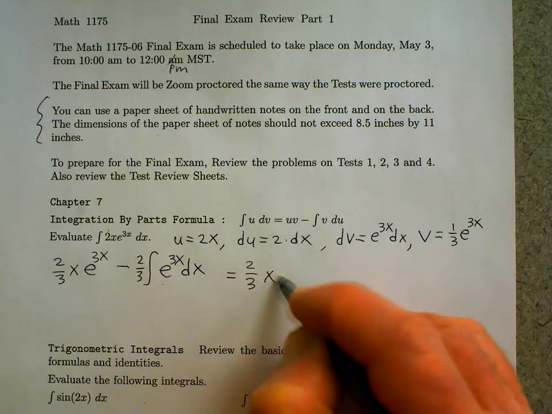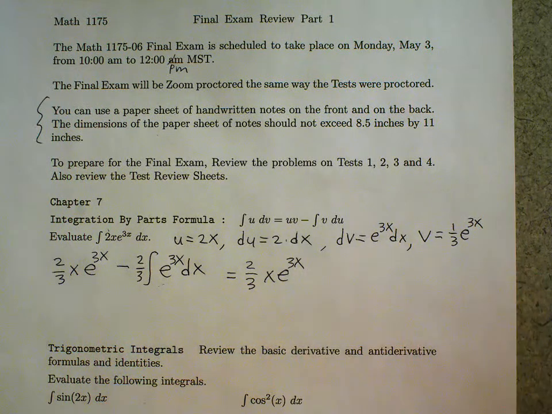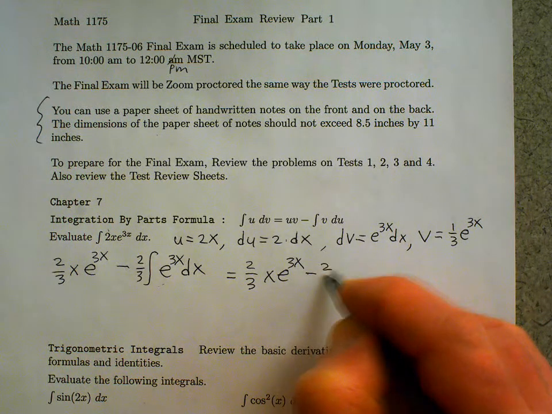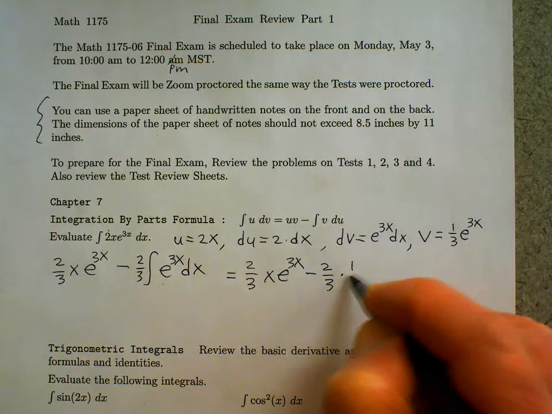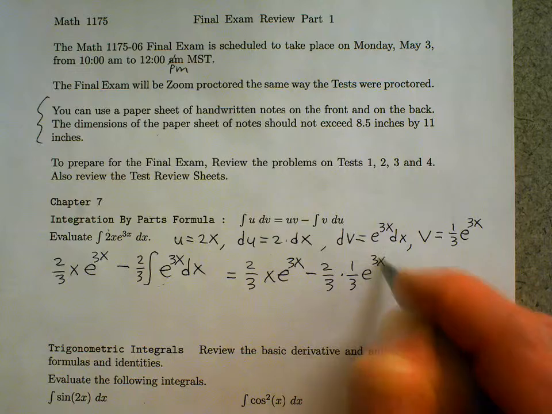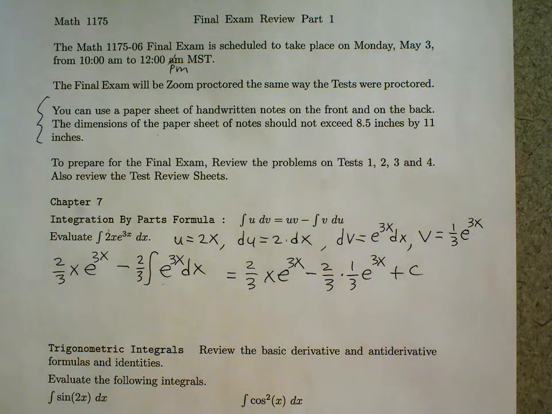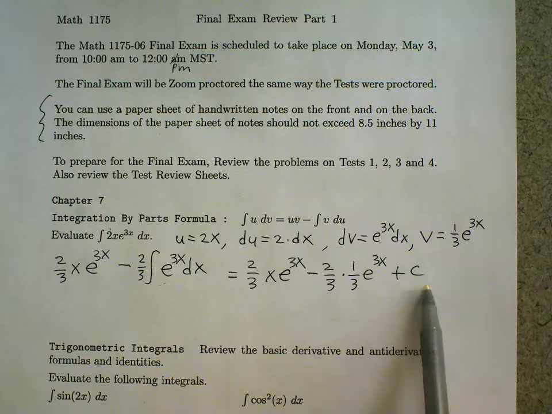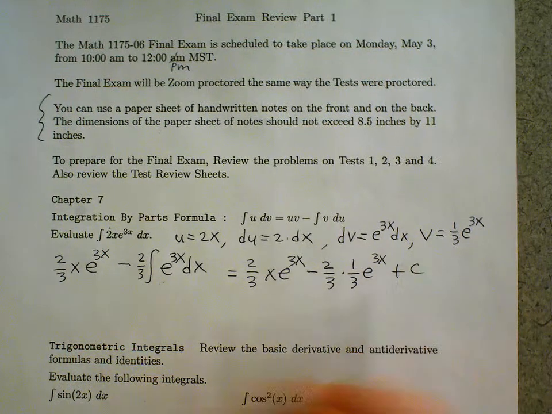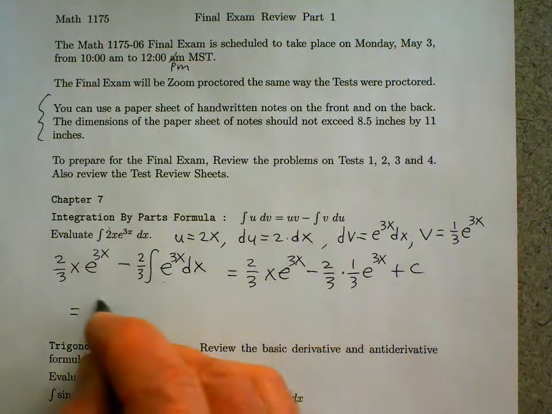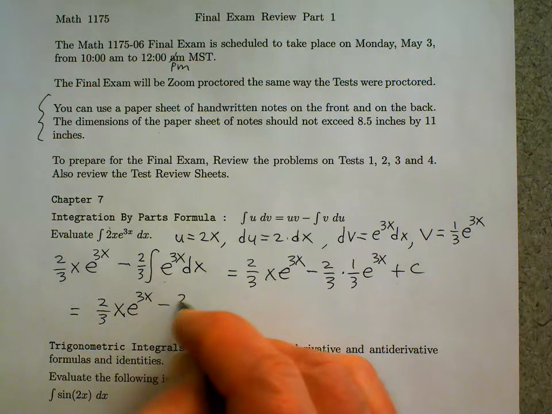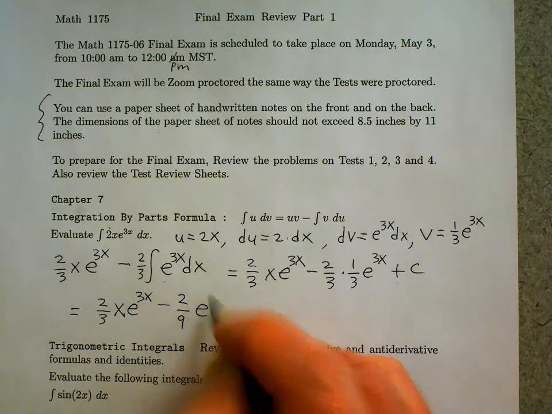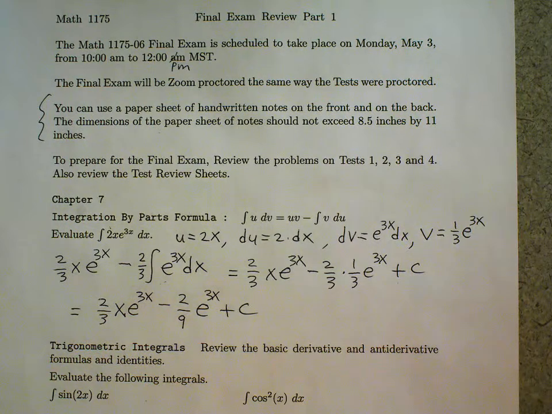2/3 x e to the 3x. And then minus 2/3. An antiderivative of e to the 3x is 1/3 e to the 3x. And then we include the constant of integration. And we can simplify a little bit more. So the next step, 2/3 times x e to the 3x minus 2/9 times e to the 3x plus constant.